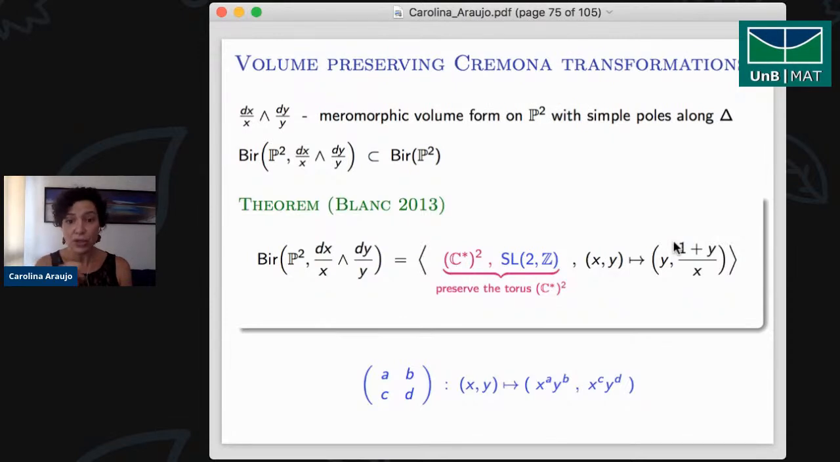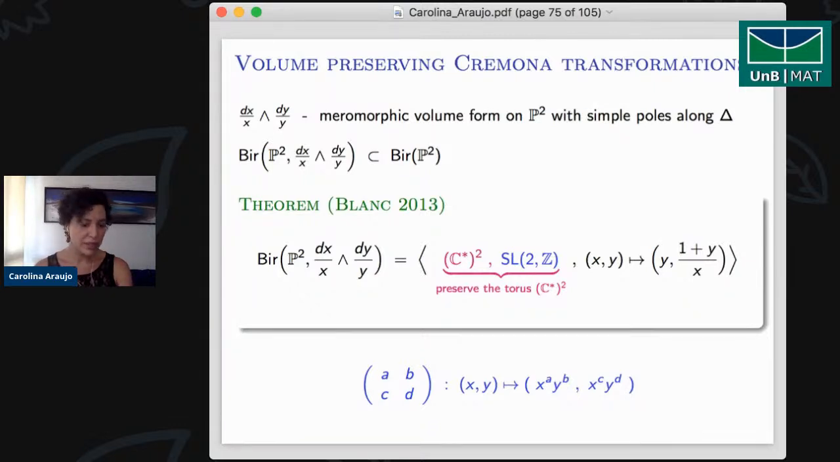Okay, so this part that preserves the torus is very well understood. And again, in order to generate the whole group of volume preserving Cremona transformations, you have to add this Cremona transformation of degree 5. So again, it's an element of finite order, and they generate the whole group.